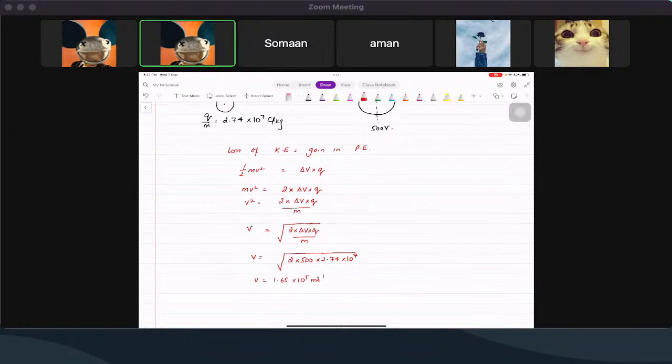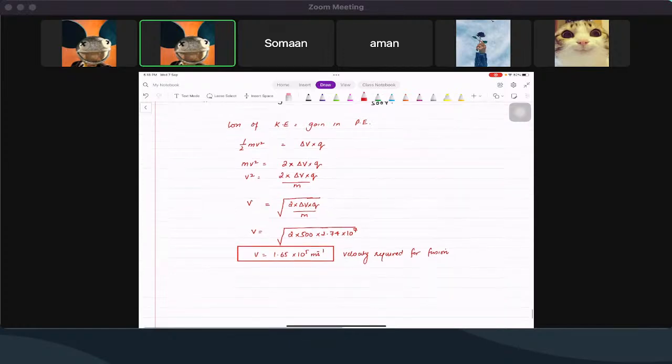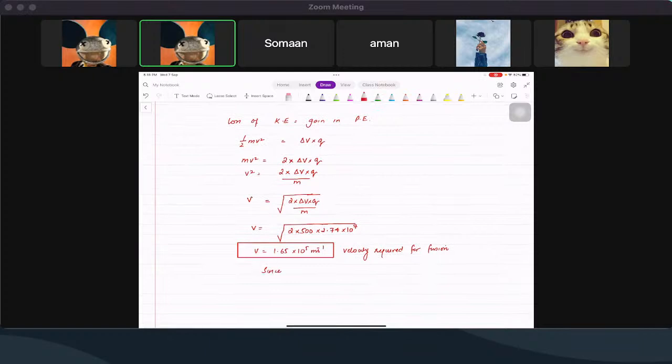So what you understand is that this is the velocity that is required for fusion, right? However, and write it, velocity required for fusion, because if you want to get to that potential, that means they will touch, right? And if you're not getting to that potential, they won't touch. So this is the velocity required, and since the velocity that we have is 1.0 times 10 raised to 5, which is much less than 1.65 times 10 raised to 5, no fusion occurs. Do you guys understand this?